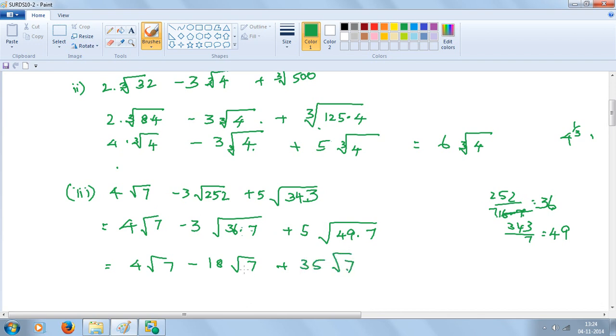Now root 7 is common. So 4 minus 18 plus 35. 35 plus 4 is 39. So if you add, it is 21 root 7. Just add, root 7 is common in all the three.